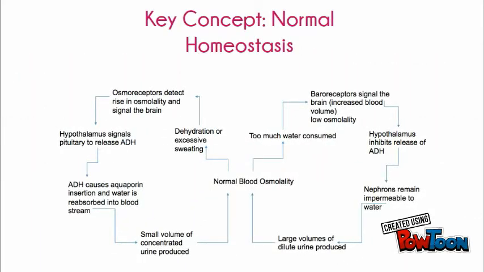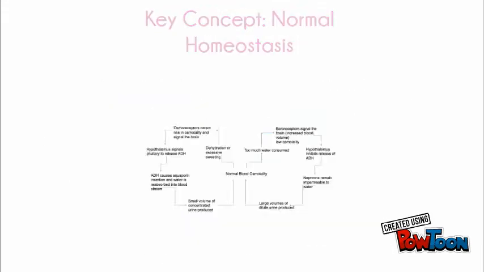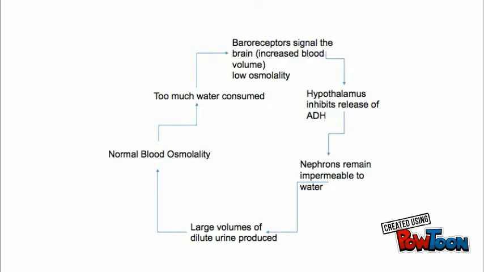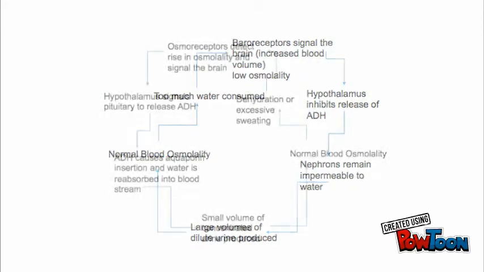Key concept: normal homeostasis. There are two ways that the body monitors normal blood osmolarity. The first way is that there's too much water consumed. The baroreceptors signal the brain of the increased blood volume and there's low osmolality. The hypothalamus inhibits the release of ADH and the nephrons remain impermeable to water. Large volumes of dilute urine are produced.